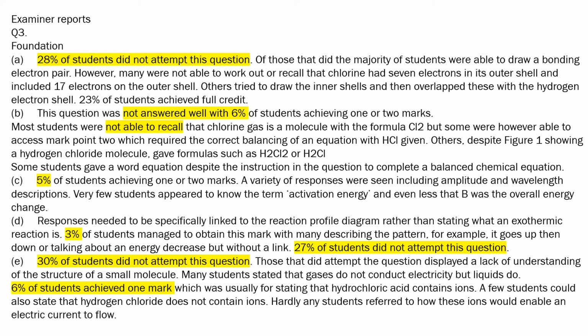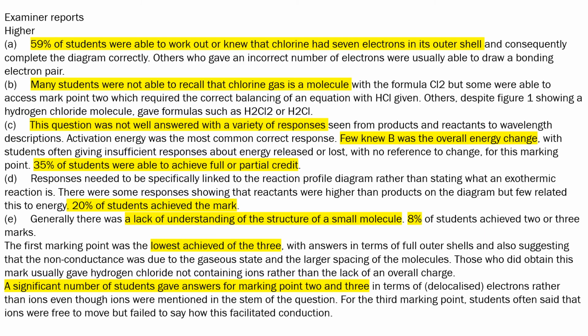Okay, now for the higher tier. Part A, 59% of students were able to work out or knew that chlorine had 7 electrons in its outer shell and consequently completed the diagram correctly. Others who gave an incorrect number of electrons were usually able to draw a bonding electron pair. Part B. Many students were not able to recall that chlorine gas is a molecule with the formula Cl2, but some were able to access mark point 2, which required the correct balancing of an equation with HCl given.